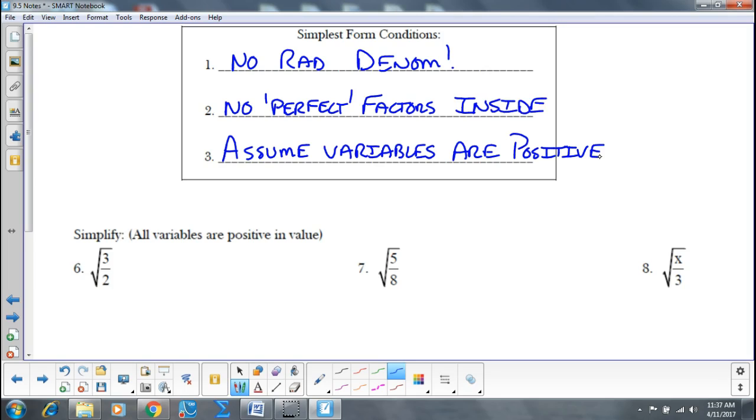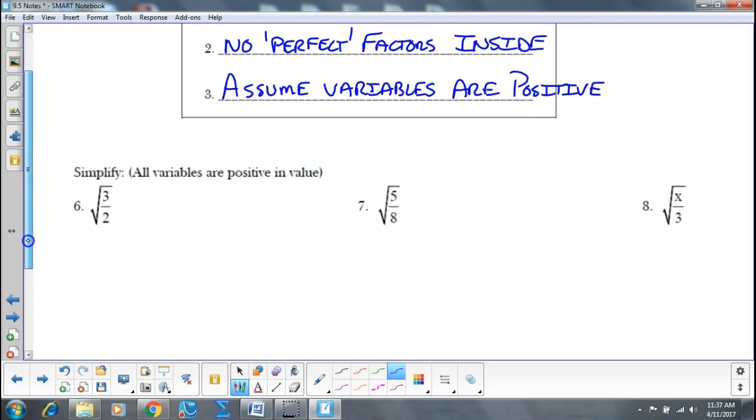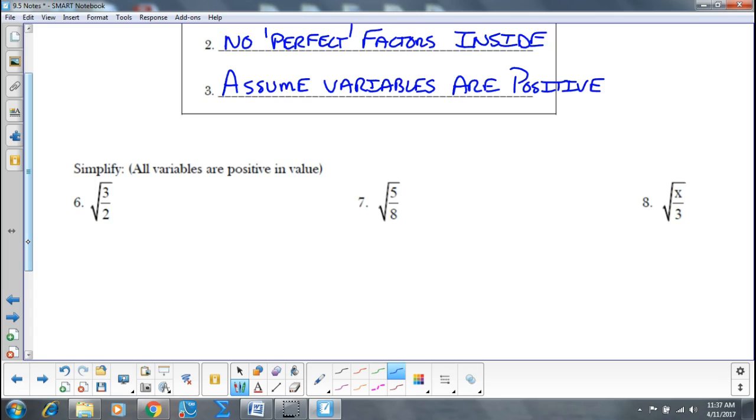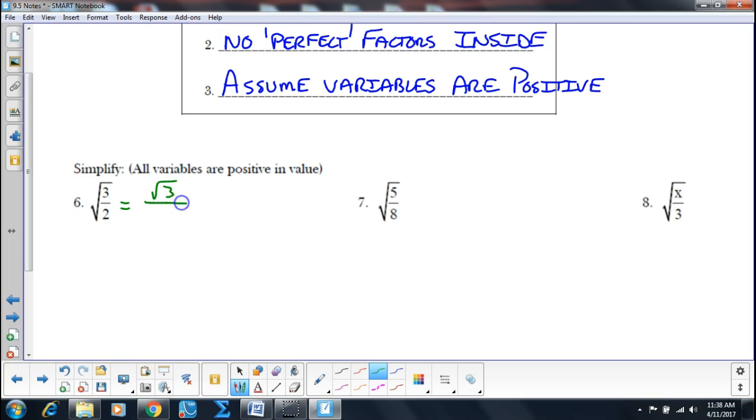Okay? So, let's try number 6 here now. Square root of 3 divided by 2. Well, 3 divided by 2 is 1.5, so that can't be simplified, right? So this is going to be the square root of 3 divided by the square root of 2. Have I violated any of my conditions? I got a radical downstairs in my basement, so that's bad. So I got to get rid of it.